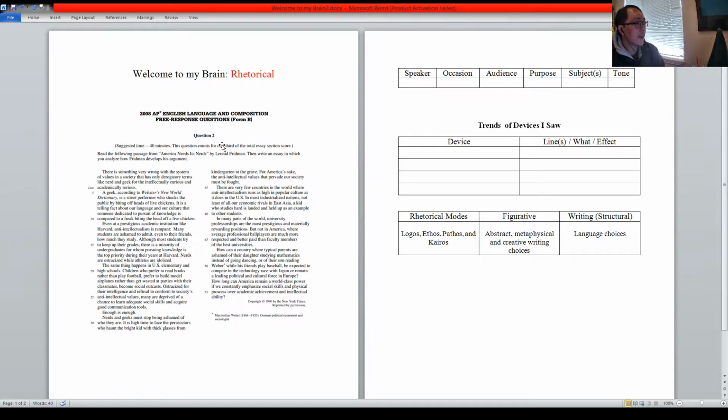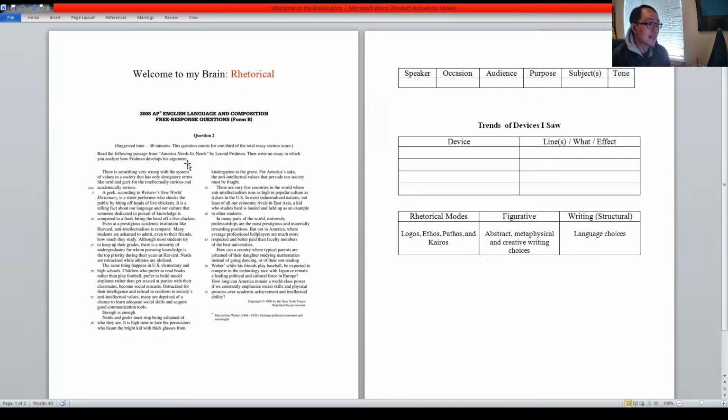So we'll look at 2008, and I'll just read it verbatim, word for word. Read the following passage from America Needs Its Nerds by Leonid Friedman. Then write an essay in which you analyze how Friedman develops his argument. So this is super broad, right? Because all we are left with here is how he develops his argument. So we need to figure out what his argument is in the first place, and at the same time, we need to figure out what are some choices that he has regarding this here.